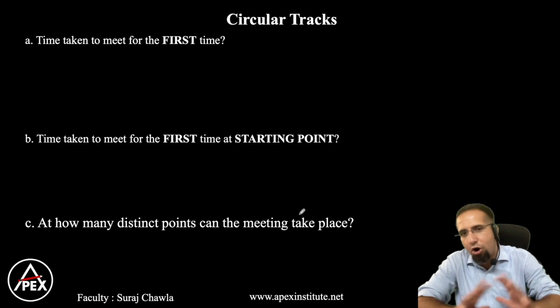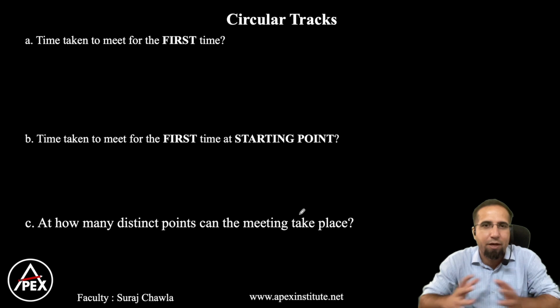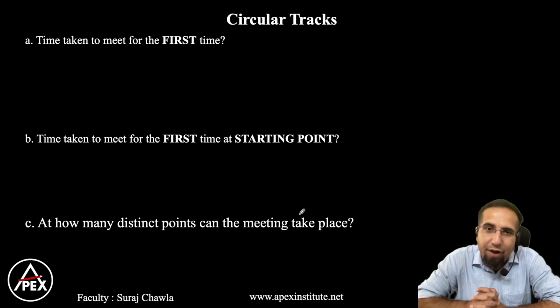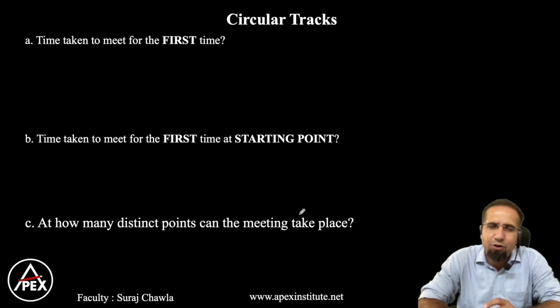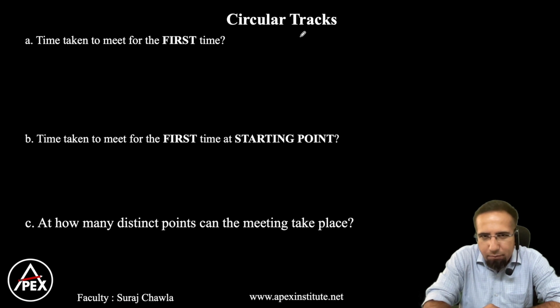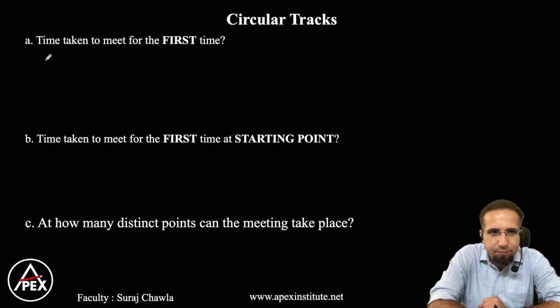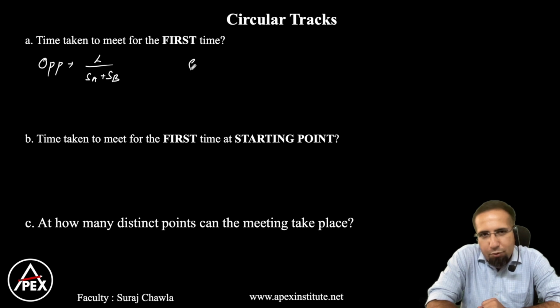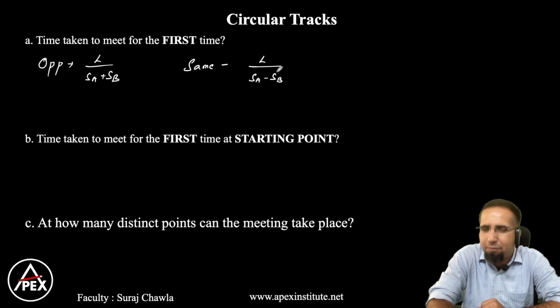Right? Now the last model of this topic, which is a very important topic, is called circular tracks. Right? Now time taken to meet for the first time, if the bodies are moving in opposite direction, becomes the length of the track divided by speed of A plus speed of B. If the bodies are moving in the same direction, then again that becomes length of the track divided by speed of A minus speed of B, or faster minus slower.